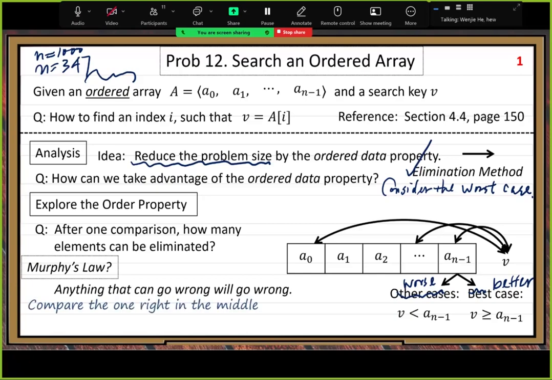So we compare the one right in the middle. If we do this comparison, then you also have two cases, right? A left subcase and a right subcase. If you make this comparison, you have a left subcase, and you also have a right subcase. Which one is worse?